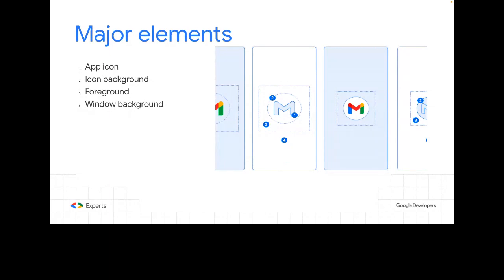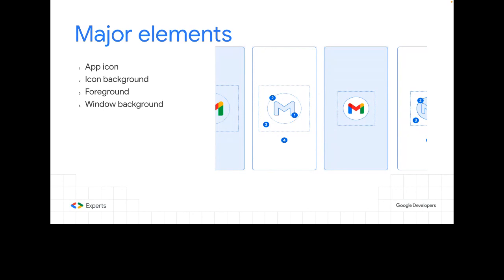It has four major elements, if you see in the image, marked as 1, 2, 3, 4. The first one is the app icon. Everything, all these properties, can be customized. We will discuss it in the next slides.